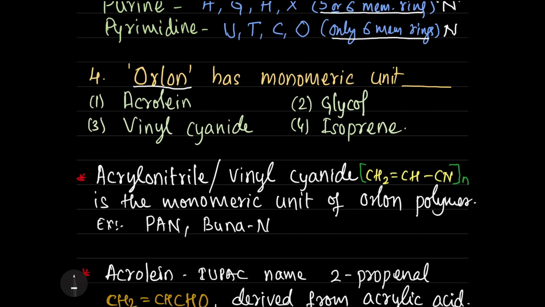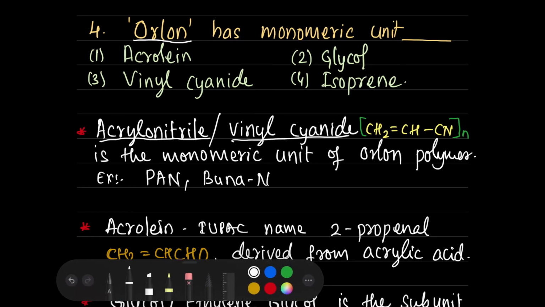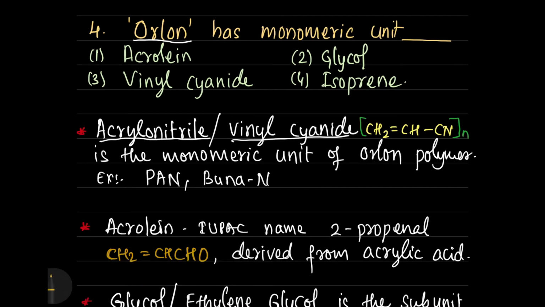Okay, let's see the answer. Acrylonitrile and vinyl cyanide are the same monomeric unit. These are the 2 names for the monomer, having the structure CH2=CH-CN. Here n represents the polymer.